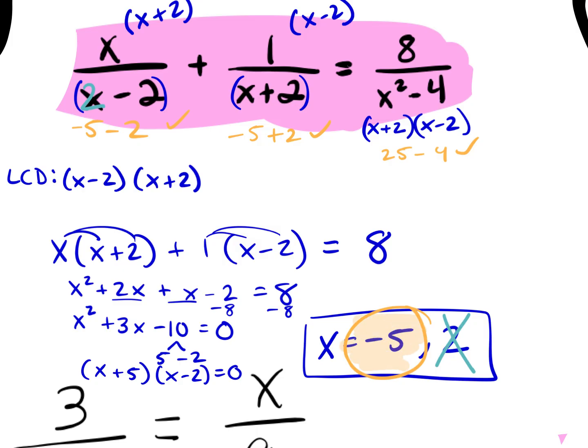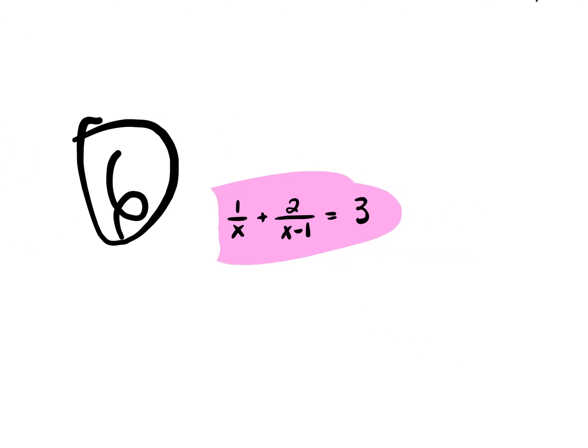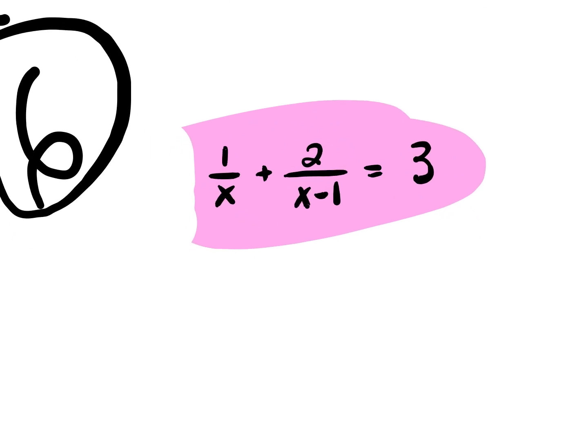All right, let's do one more of those. We'll do number 6. So first, let's list all of our denominators. For 3, since it doesn't have a denominator, put it over 1. The denominator is 1. So our least common denominator would be x times x minus 1. Do I need to write 1 on the list? No, because if we multiply by 1, it's just the same thing.